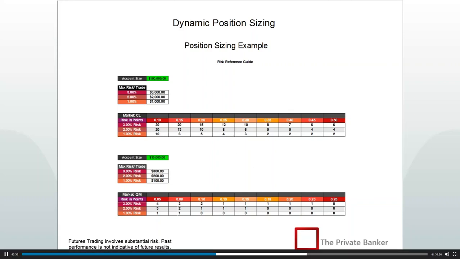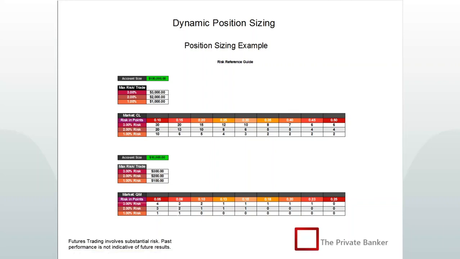Sizing here, and these are just examples. Since we talked about crude last, let's talk about crude oil here. Let's say these are two examples with the full size contract on the top here and the mini on the bottom. So this is really just a sliding scale that gives you a quick reference guide to how many contracts you can trade based upon the risk that the trade requires.